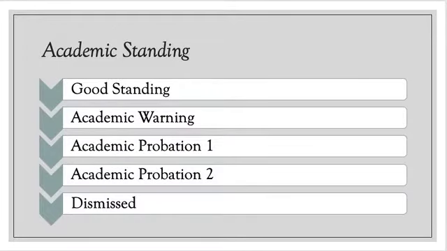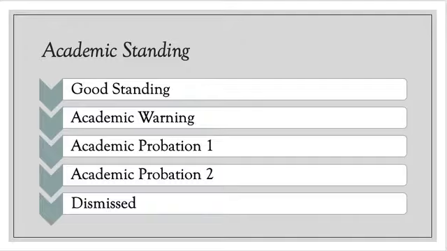Now, how we apply success is by using the concept of academic standing. So students with a good GPA will be in good standing. A good GPA at Zayed University is a 2.0 or higher. If your GPA is below 2.0, the first semester you are in academic warning.